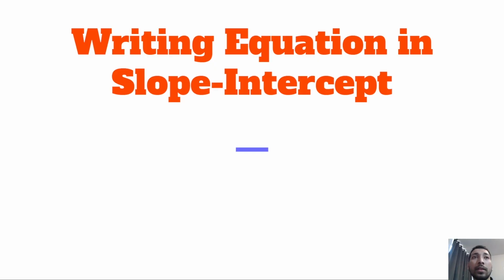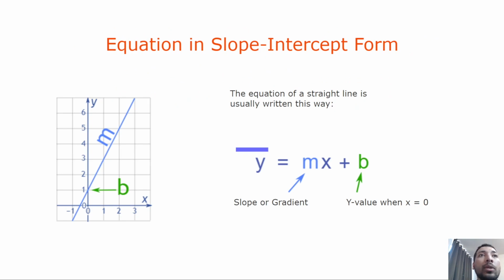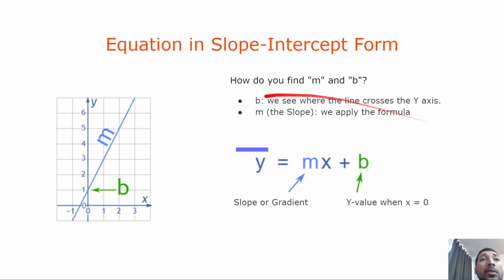So let's start. This is the format for writing an equation in slope-intercept form. We write y equals mx plus b. Again, the m is representing the slope or gradient, and this b is representing the y value when x is 0. Typically, this value occurs on the y-axis. So to find b, we typically see where the line crosses the y-axis, and to find the m or the slope, we apply the formula for finding slope.